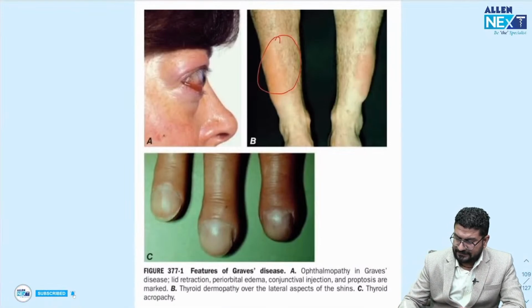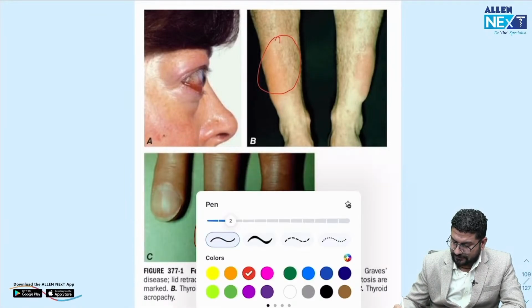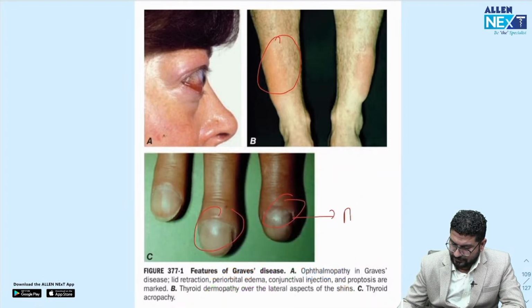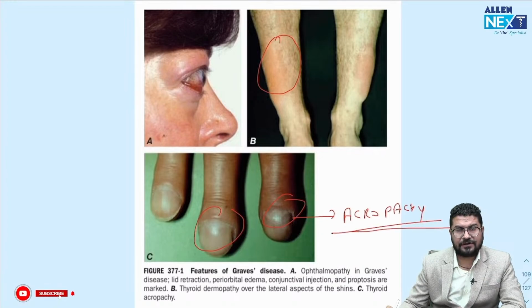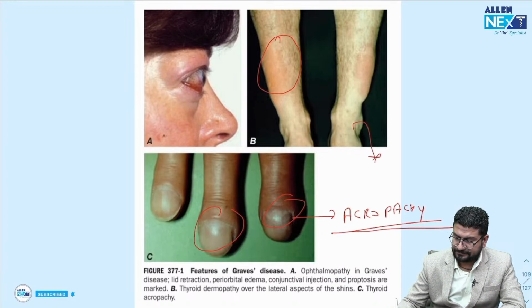Then you can see pretibial myxedema and nail changes. These nail changes, we call this acropachy. We call this thyroid acropachy. So these are changes seen in a patient of hyperthyroidism. This is myxedema.